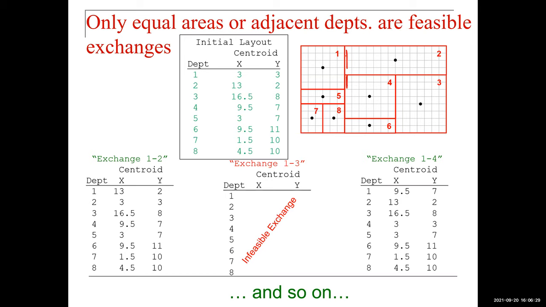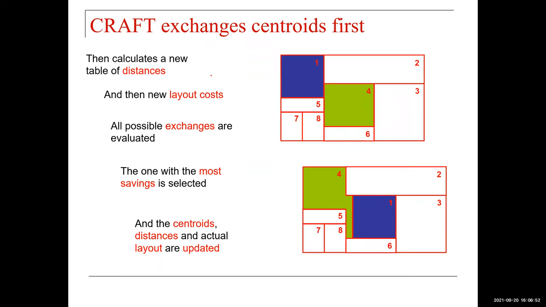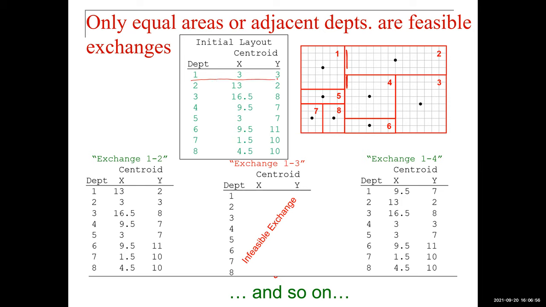Okay. So what that means is, in terms of the algorithm, if I say that I'm going to exchange 1 and 2, what I'm doing is I'm exchanging the centroids for 1 and 2. If you look here, go back. In the initial layout, this is the centroid location for one. When I consider an exchange between one and two, I'm taking the centroid from one and I'm assigning that centroid to two, which is what's happening here. And I'm taking the centroid from two and I'm assigning that to one.